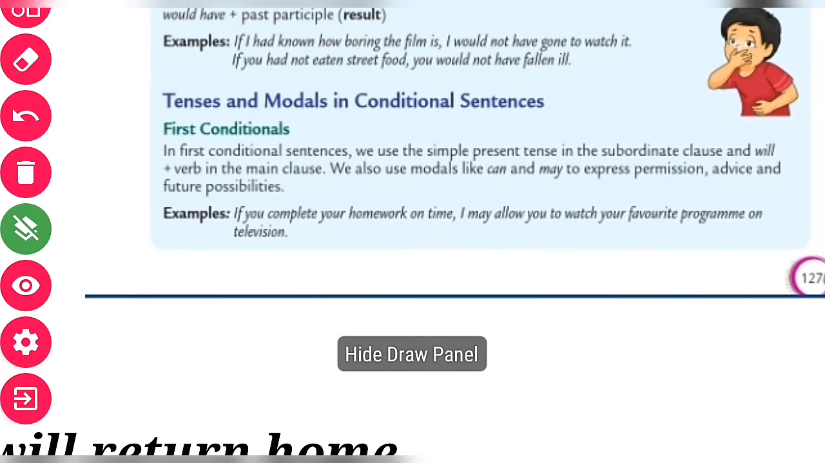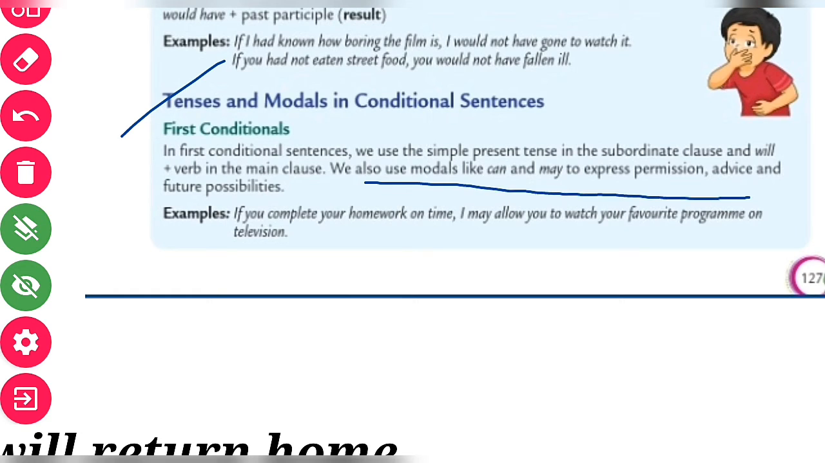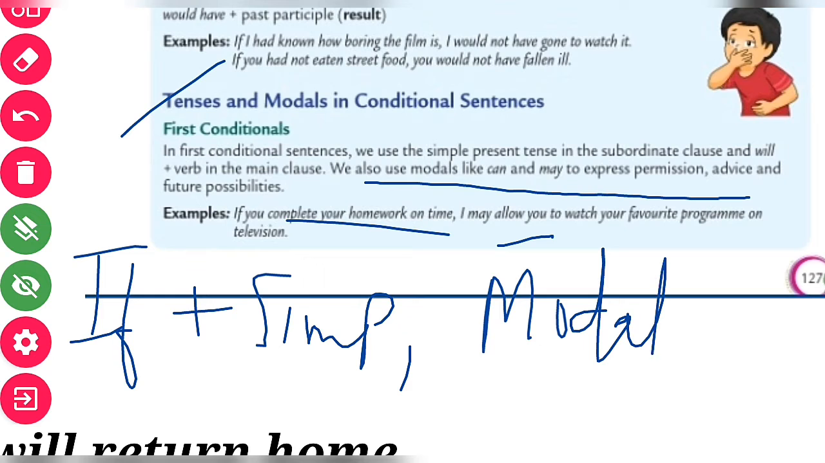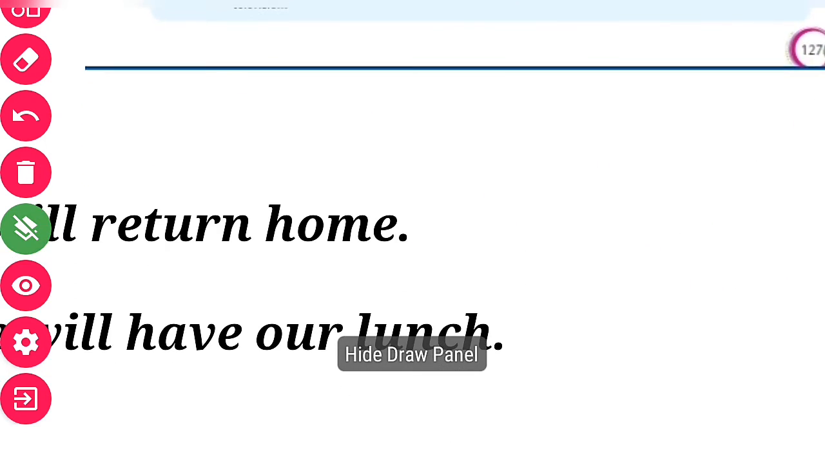Now for tenses as modals, I already explained the tenses, simple or otherwise. For modals it can be the same, you can see will plus main clause. We also use modals like can, may to express permission, advice and future possibility. So if you complete your homework on time, if plus simple present, then in the next clause any modal can come and the modal will have the first form of the verb. That is very simple. Clear?